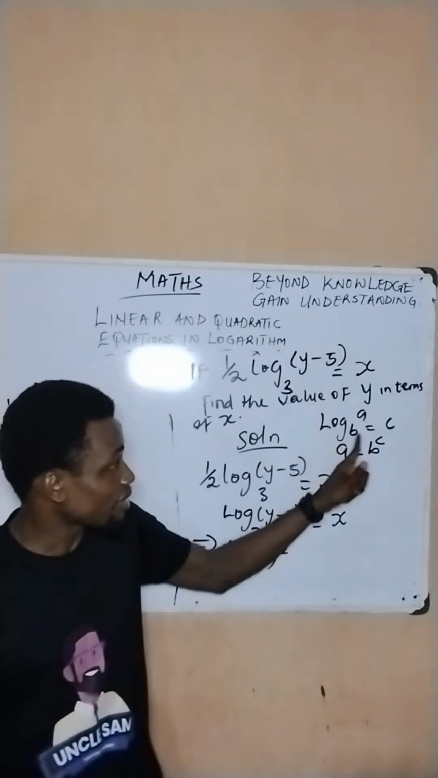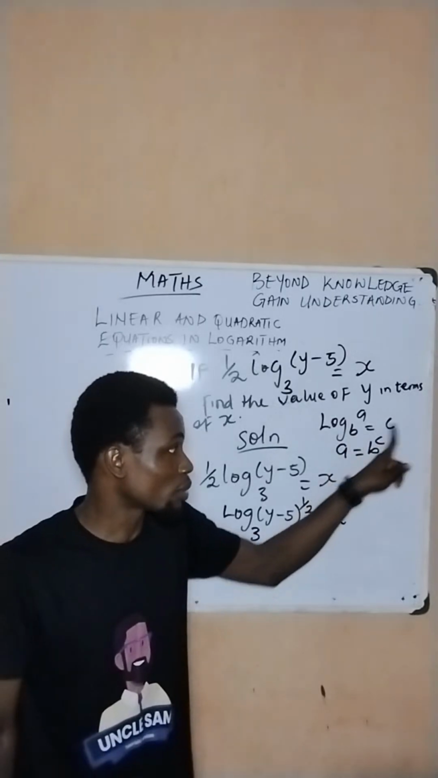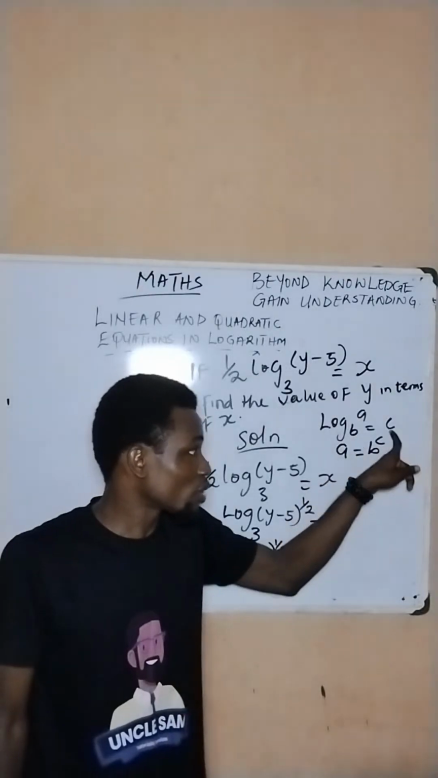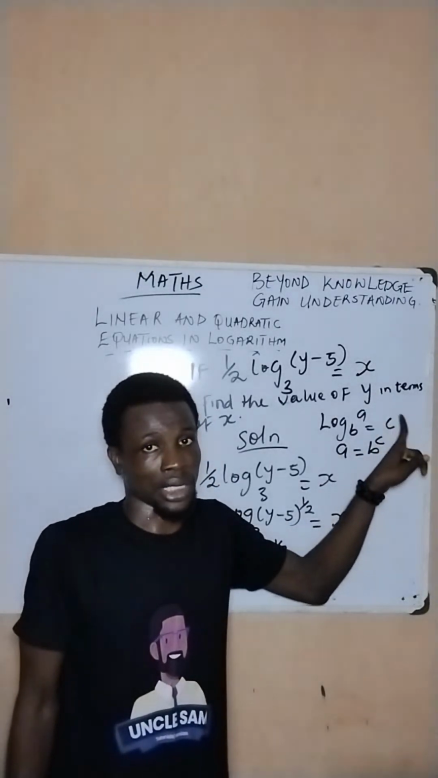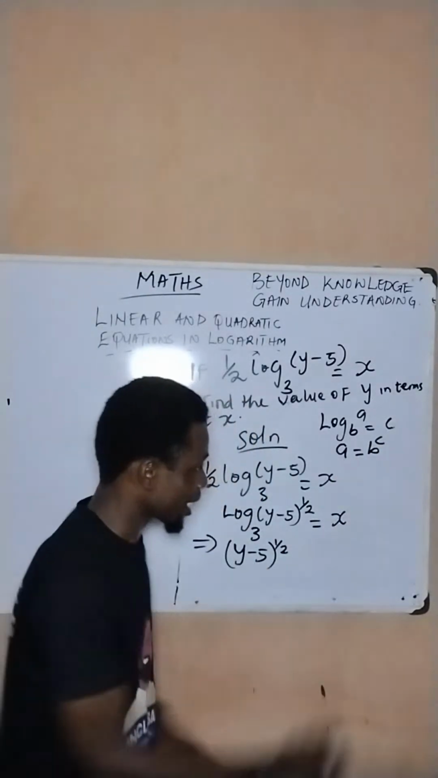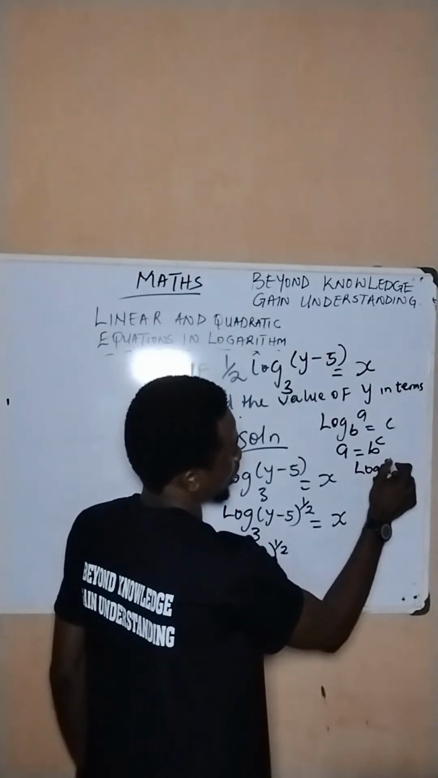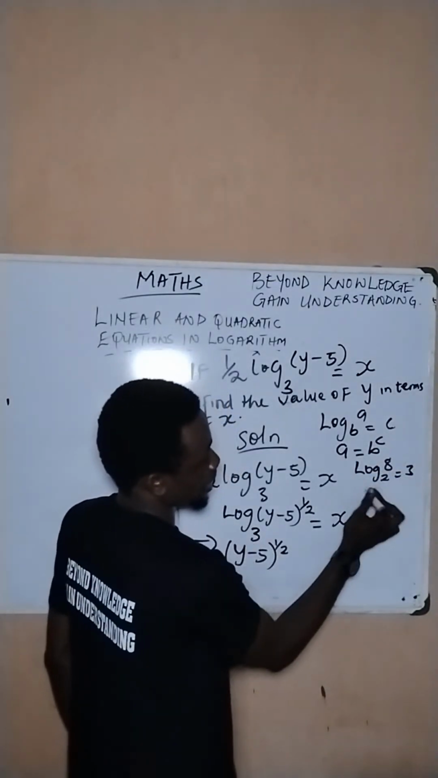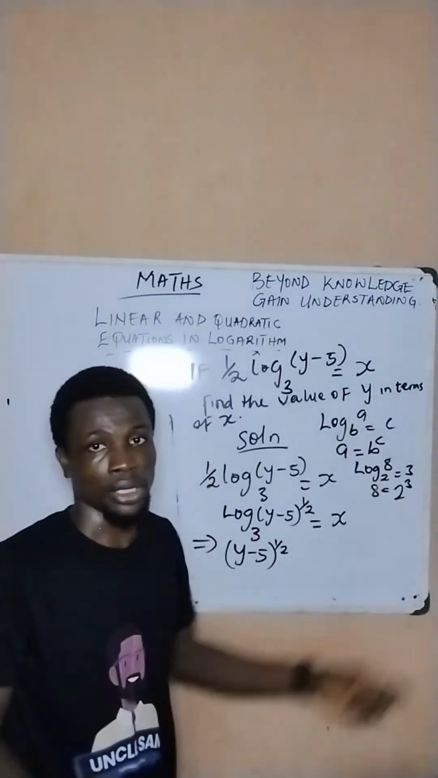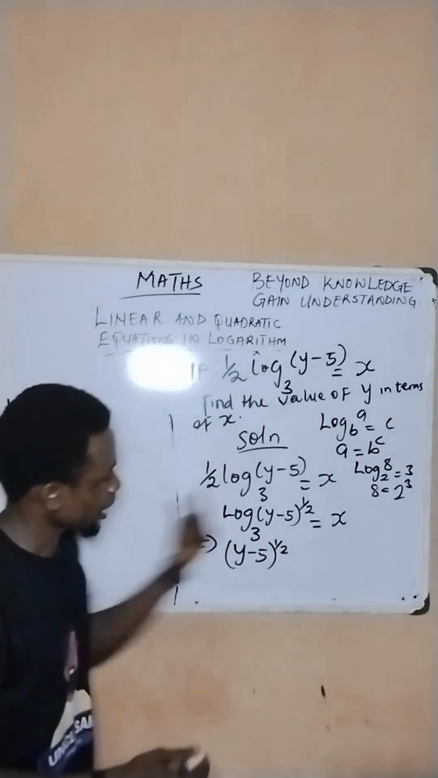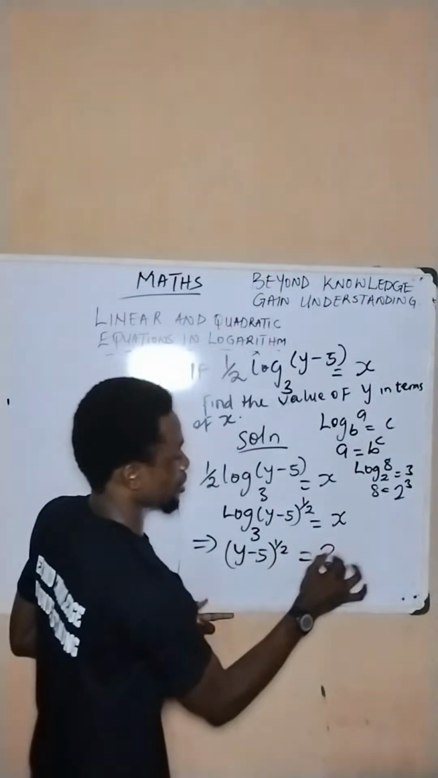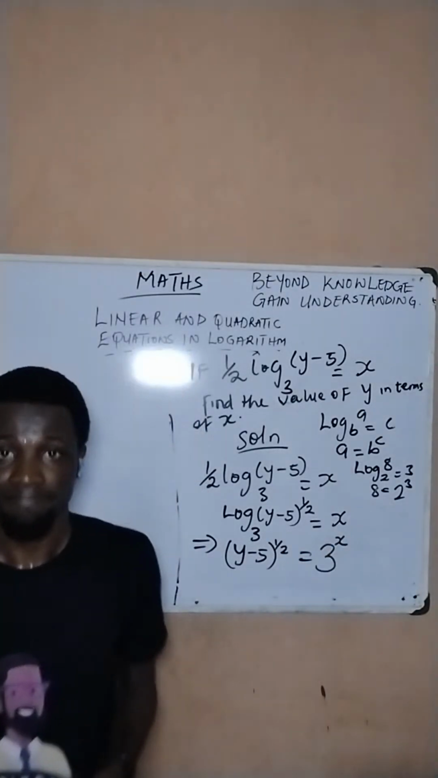I keep mentioning it: if you have the log of any number to a given base equal to c, it simply means that the number a is the base raised to the power of whatever is on the right-hand side, in this case c. Example, if I have log 8 base 2 equals 3, it simply means that 8 is the same thing as 2, which is the base, raised to the power of 3. Connect the dots. That is the basic idea that we're trying to pass here. So here it simply means that y minus 5 raised to the power of 1/2 is the same thing as the base raised to the power of x.